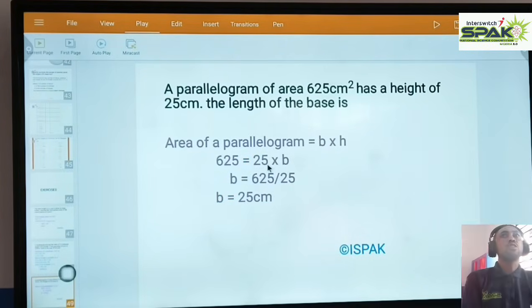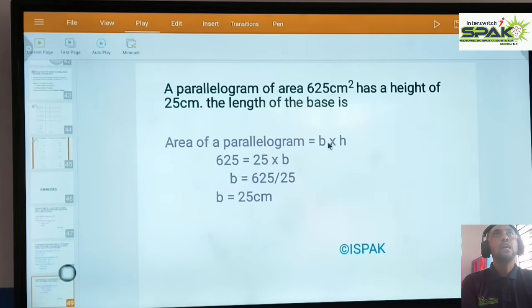The third question here is that a parallelogram of area 625 centimeters square has a height of 25 centimeters. The length of the base is, now what's the area of a parallelogram? Base times height. You can see it. We are given the area to be 625. We are given the height to be 25, then we are looking for the base. So when you divide both sides by 25, then we have 625 divided by 25. That will give 25 centimeters as the base of the parallelogram.